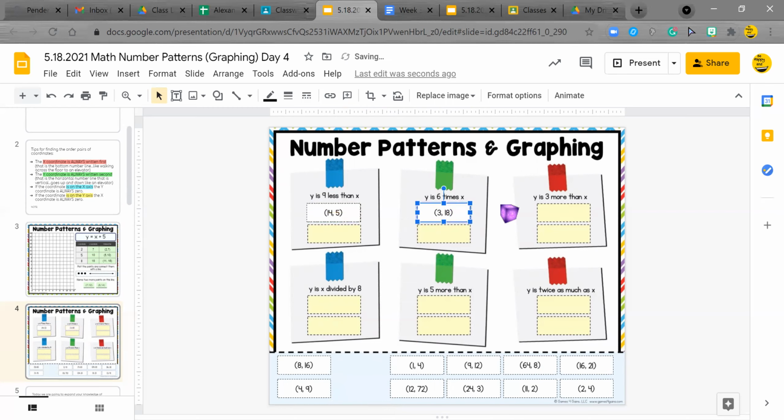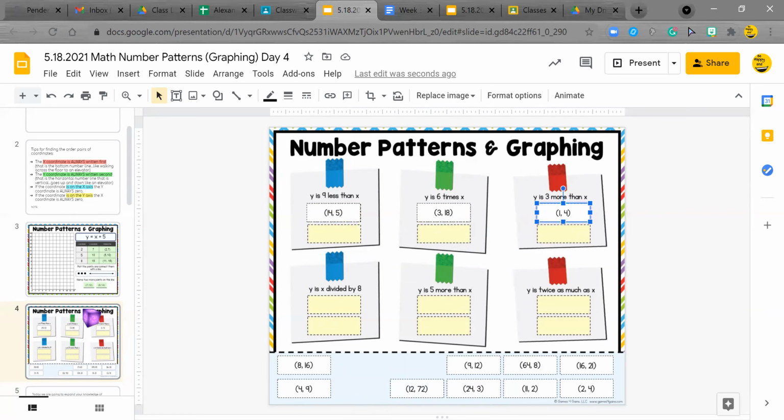This says Y is 3 more than X. So whatever my X is, I have to add 3. So let's go. 8 plus 3, is that 16? No. What about 1 plus 3? Is that 4? Yes. So you notice how I just go through all of them until I find one.